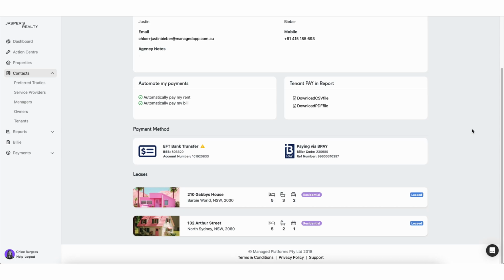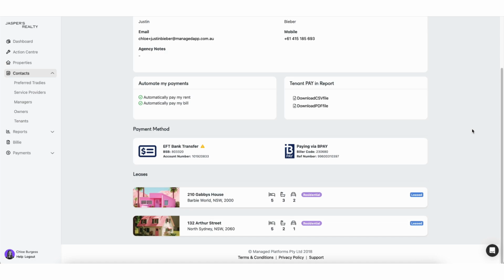Today we're going to be running through the owner and the tenants as users, and whether they can interchange between being an owner and a tenant, or a tenant and an owner, or even a tenant across multiple leases in the Managed system. So I'm going to start with whether a tenant can also be an owner in the system, or an owner can also be a tenant.